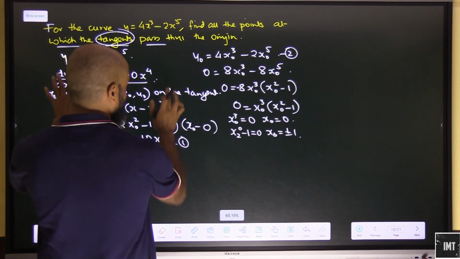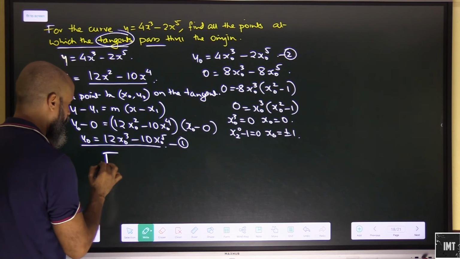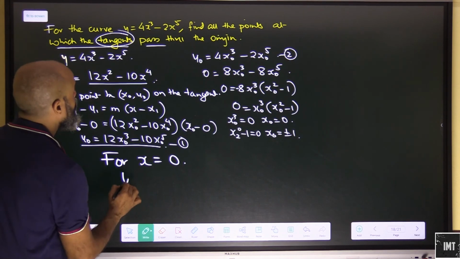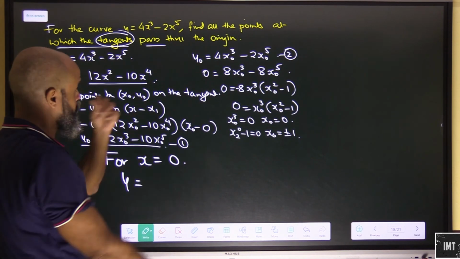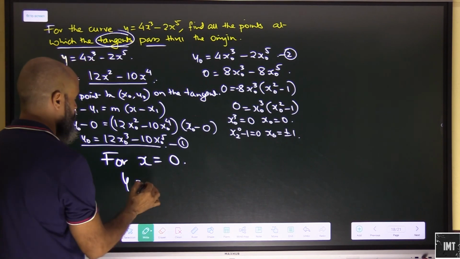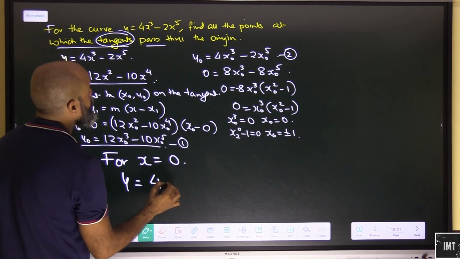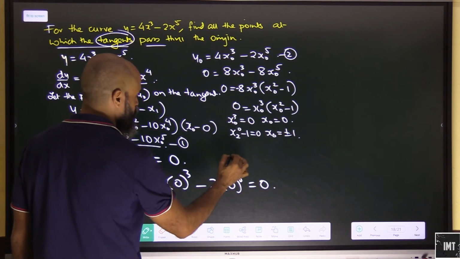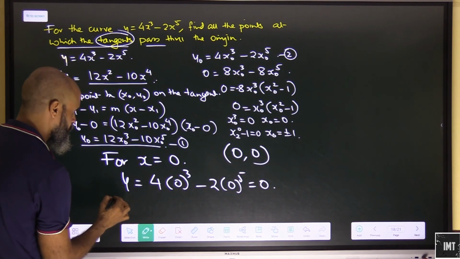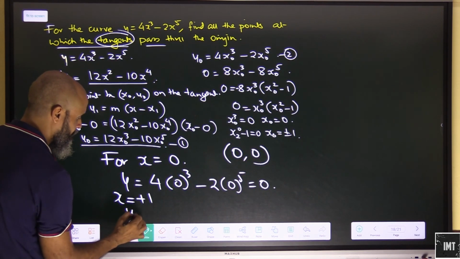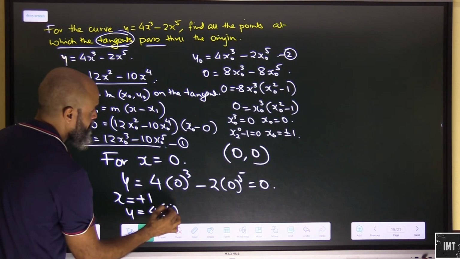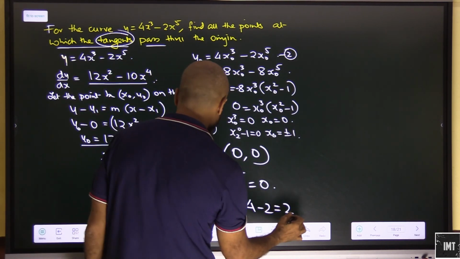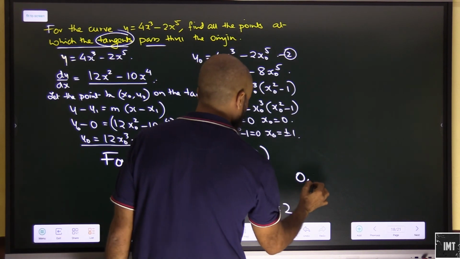So how are we going to find the points? Very simple. Now just put the values. For x is equal to 0, since the point x naught, y naught lies on this curve, it will fulfill the equation of this curve. 4 into 0 cube minus 2 into 0 raised to 5. So that will be basically 0. So one point that we are getting is 0, 0. What about the other point? When x is equal to plus 1, y will be equal to 4 into 1 cube minus 2 into 1 raised to 5. So that will be 4 minus 2, that is 2. So the other point will be 1, 2.